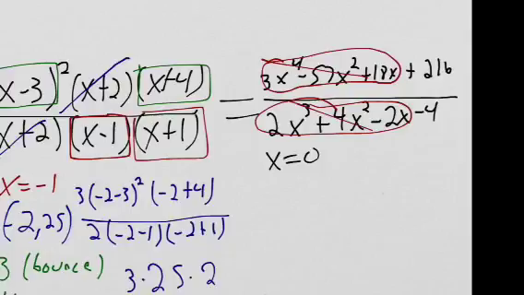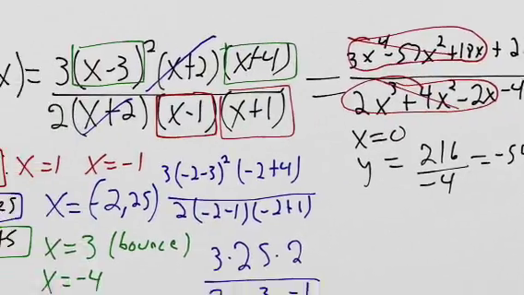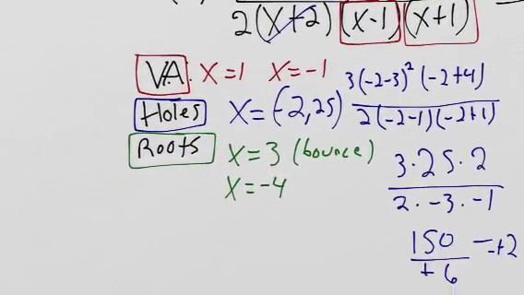We're just left with y equals 216 divided by negative 4, which is equal to negative 54. Okay, so all that did was tell us the y-intercept. It intercepts the y-axis at 0, comma, negative 54.